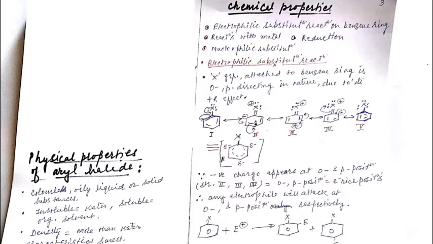As it is clear from all these resonating structures and its resonance hybrid also that negative charge appears at ortho or para position to halogen. Negative charge appears here means any electrophile will come to this aryl halide, then it will approach either to ortho position or it will go to para position.